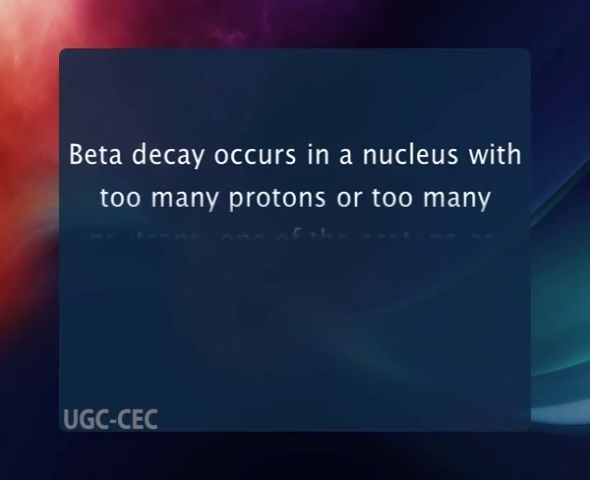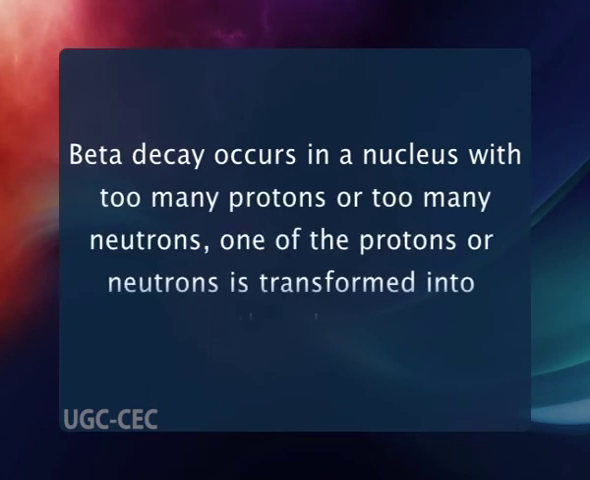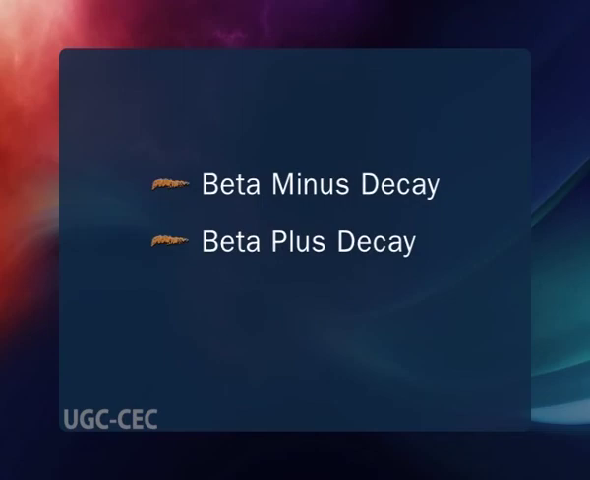Beta decay. Beta particles are electrons or positrons. Beta decay occurs in a nucleus with too many protons or too many neutrons. One of the protons or neutrons is transformed into the other. Beta decay is of two types: beta minus decay and beta plus decay.